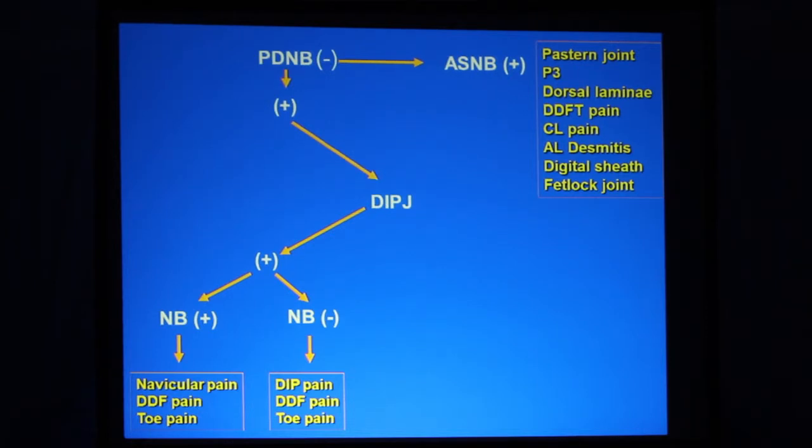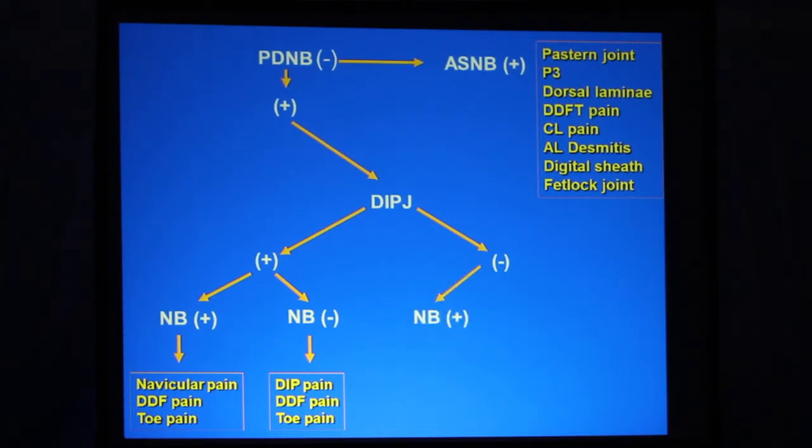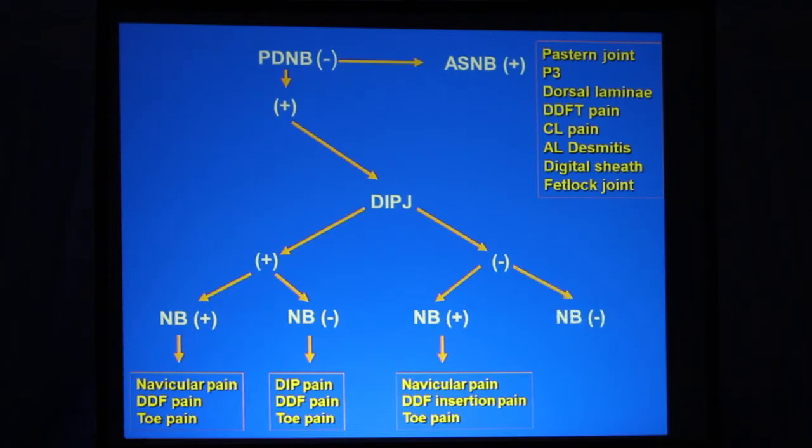If the coffin joint block is negative, remember there's still 1 in 5 horses that can be positive to a bursal block, which means they have navicular apparatus pain or toe pain. And then finally, when both coffin joint and bursa are negative, we're left with horses that are either suffering from undistinct heel pain or collateral ligament pain. And again, don't forget to use your hoof testers.